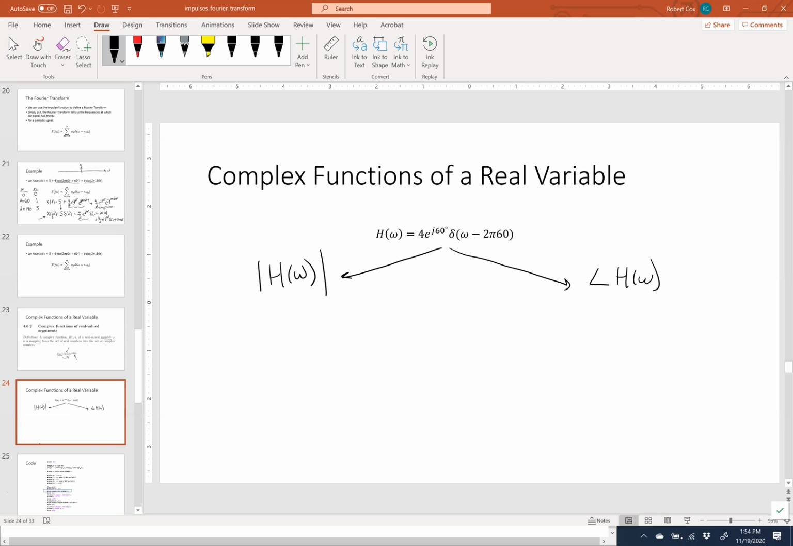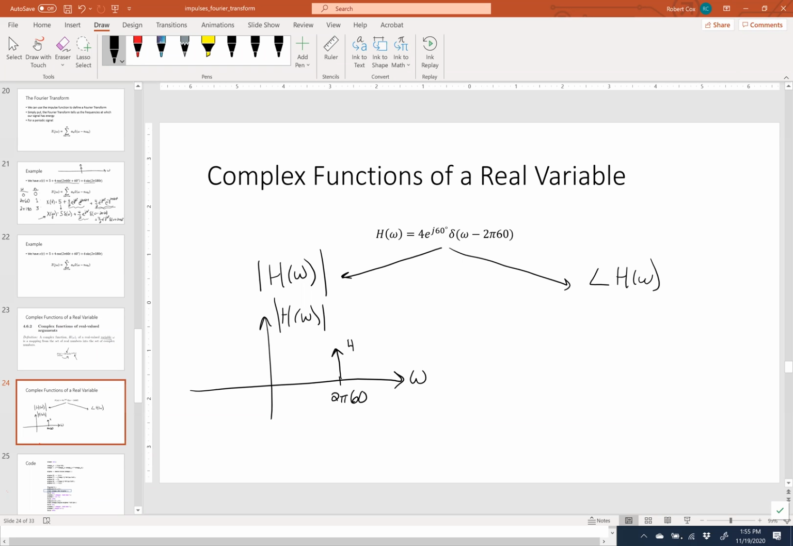So if I asked you, what I want to do is make a graph down here of the magnitude of h of omega versus omega, like that. I want to draw that. How do I do it? What would that look like in this case? I've got 4 times e to the j 60 degrees with delta of omega minus 2 pi 60. So first of all, this is going to be an impulse. So you'd start at the frequency of negative 2 pi 60. Not negative, sorry, 2 pi 60. There's going to be an impulse there, and a magnitude of 4.